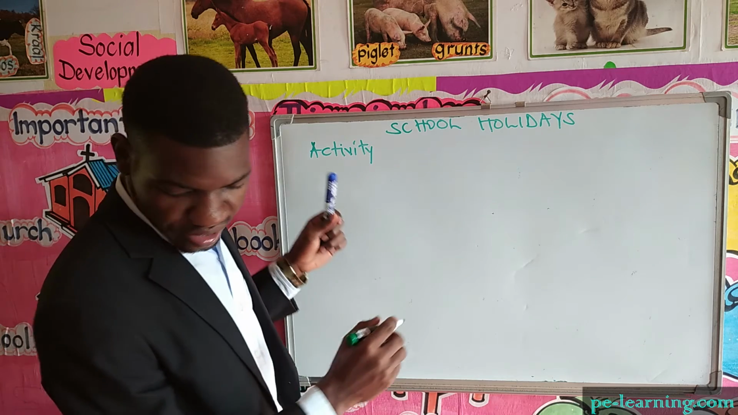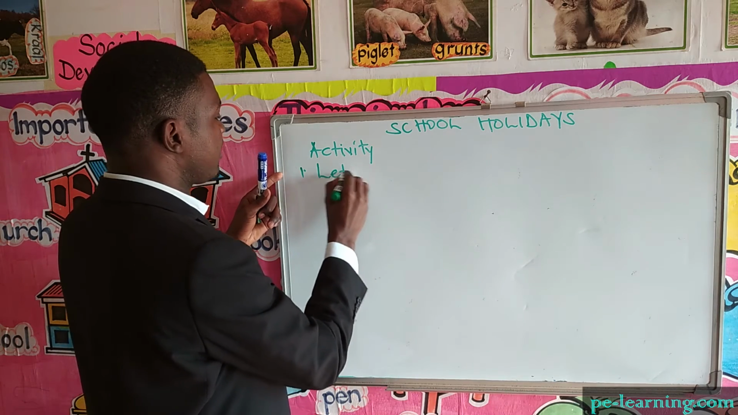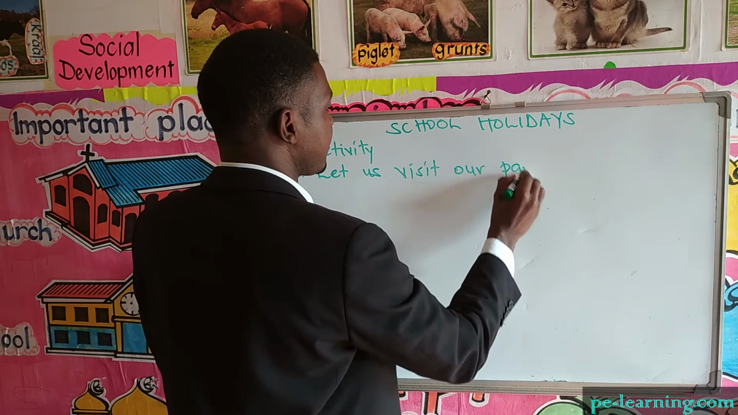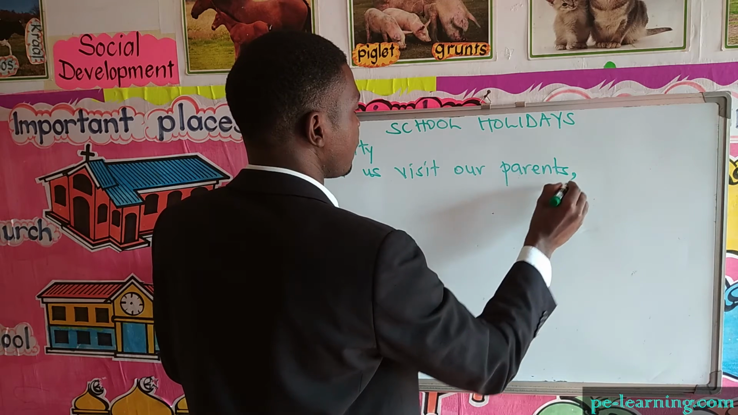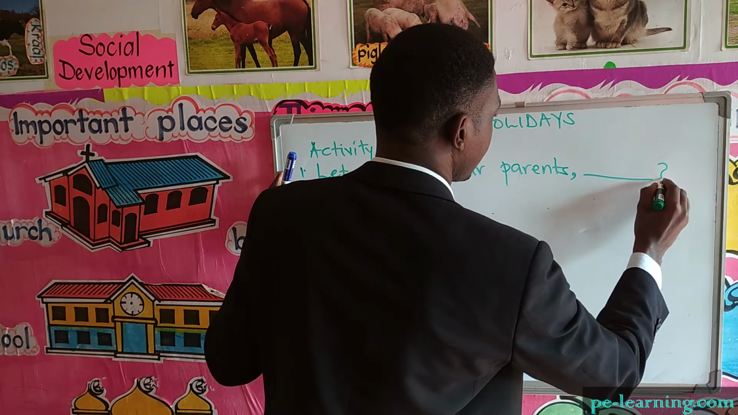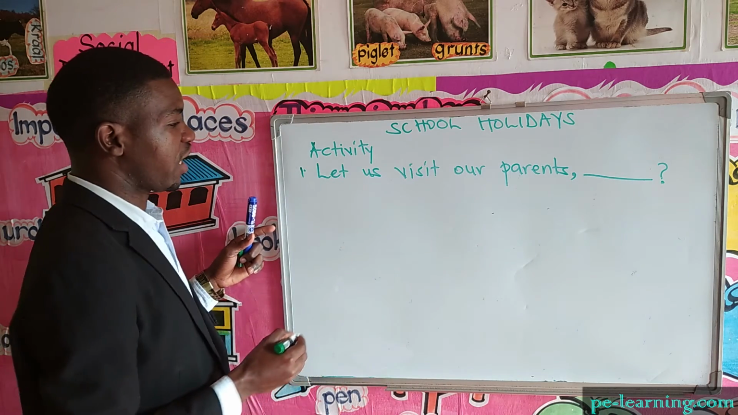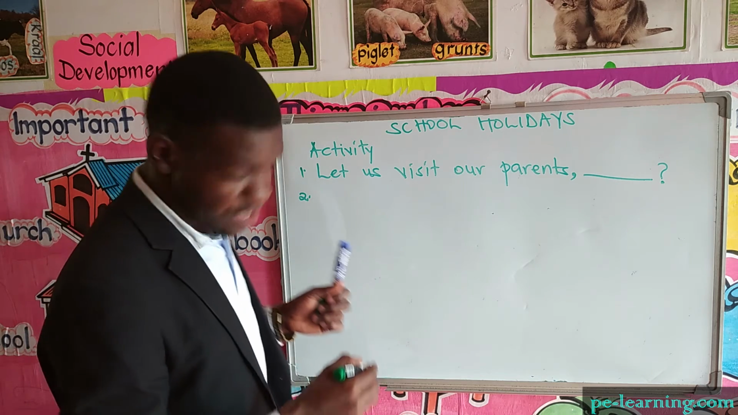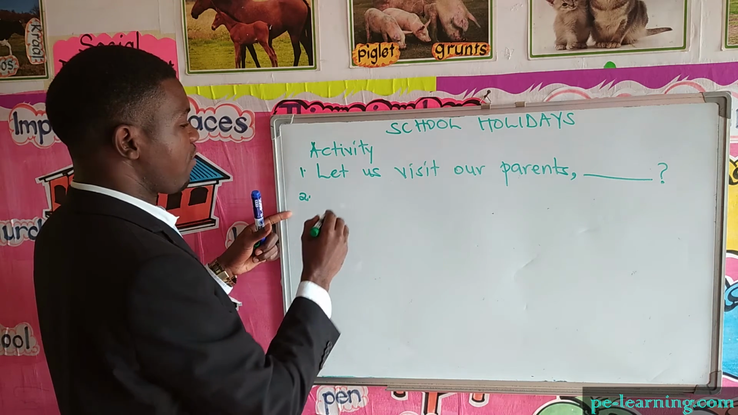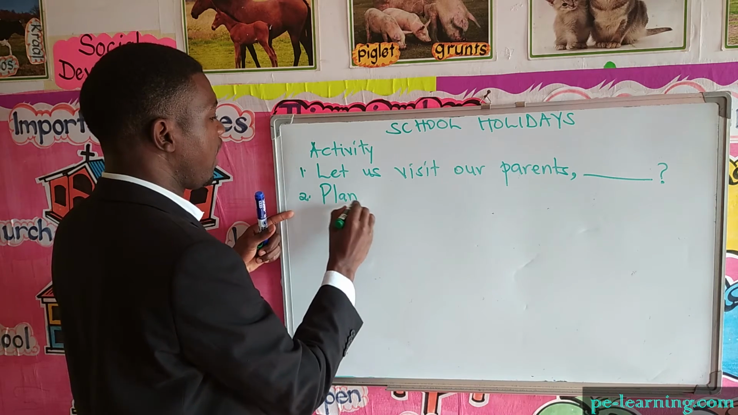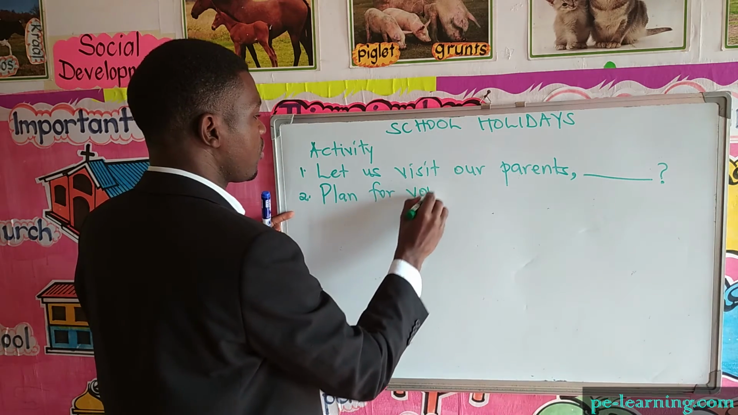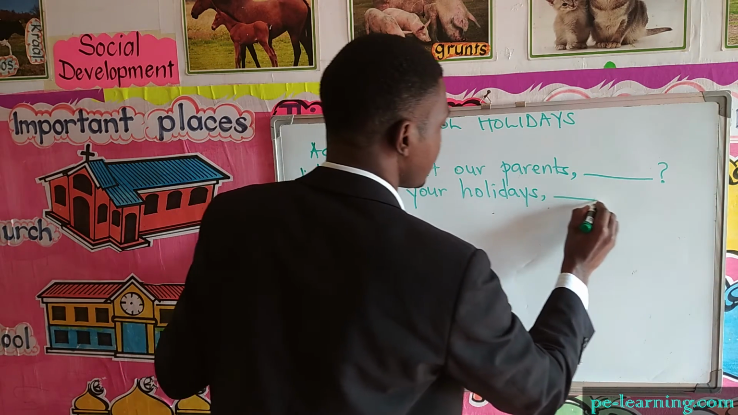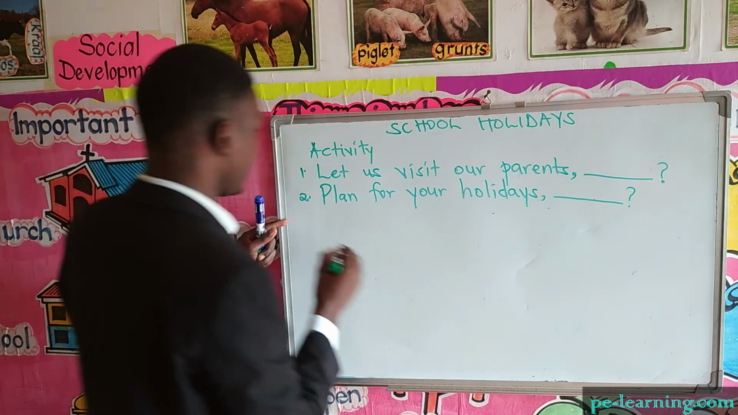Number one will be, let us visit our parents. What will be the question tag? This is a request. And then we have another one. Number two, plan for your holidays. What will be the question tag?